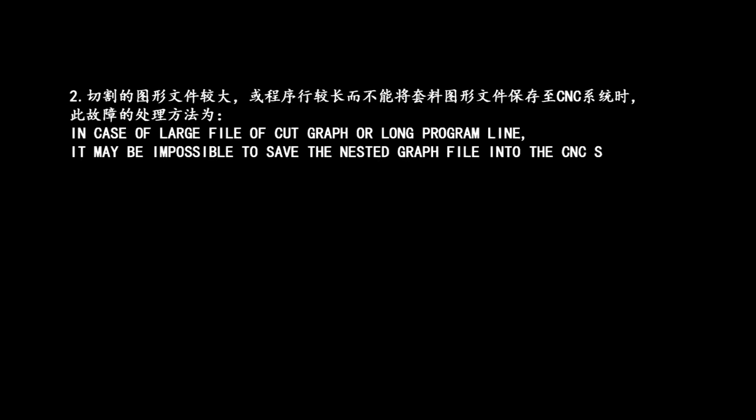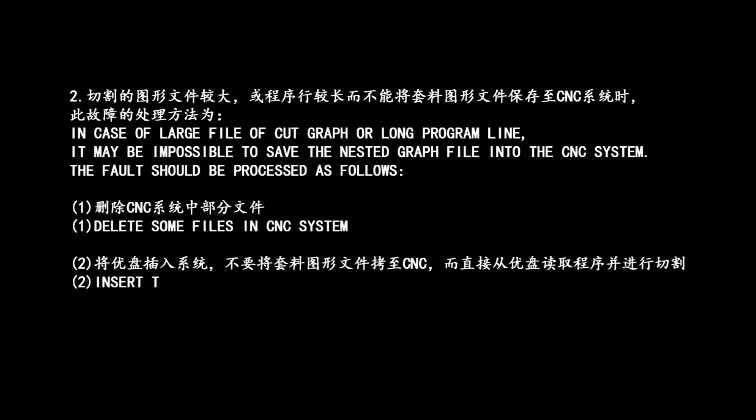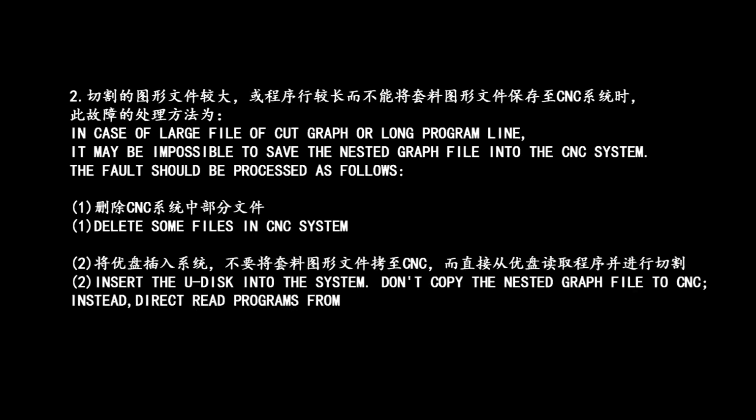2. In case of large file of cut graph or long program line, it may be impossible to save the nested graph file into the CNC system. The fault should be processed as follows. 1. Delete some files in CNC system. 2. Insert the U-disk into the system. Don't copy the nested graph file to CNC. Instead, directly read programs from the U-disk and then conduct cutting.